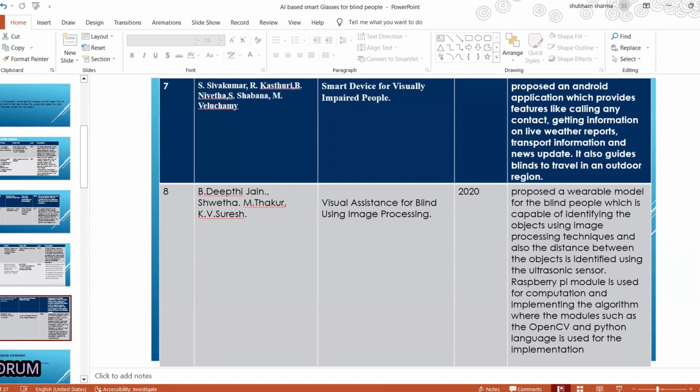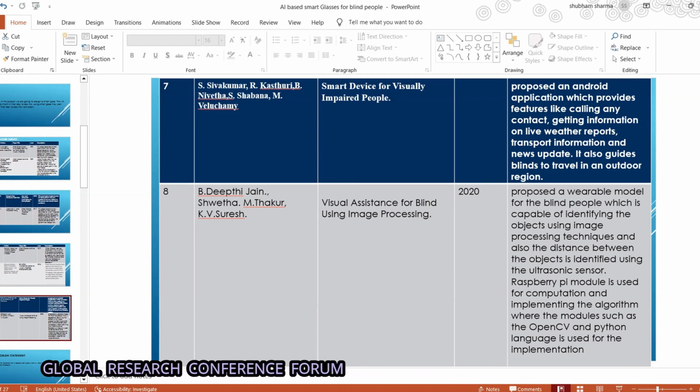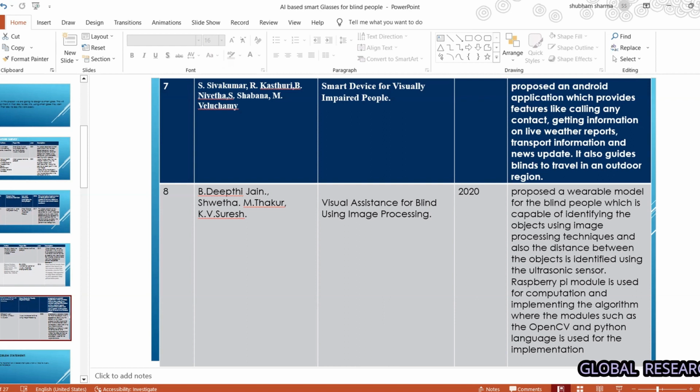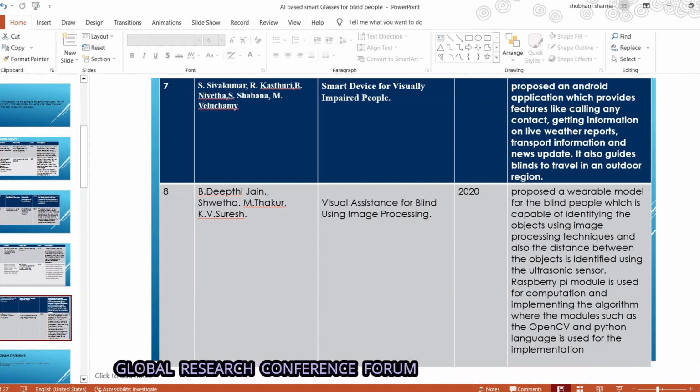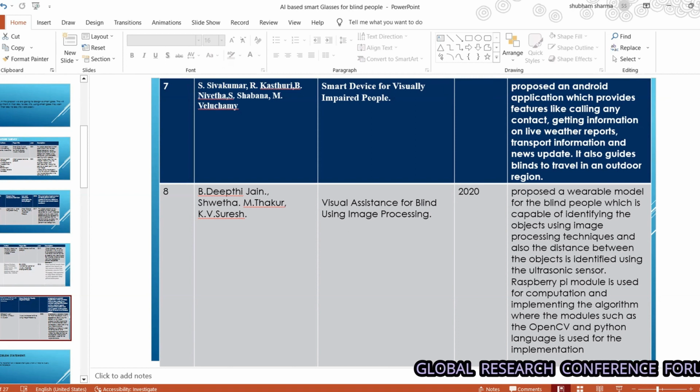The last one is Visual Assistance for Blind using Image Processing. This proposes a wearable model for blind people, which is capable of identifying objects using image processing techniques, and also the distance to the identified object using an ultrasonic sensor. A Raspberry Pi module is also used for processing and the algorithm. OpenCV and Python have also been used.